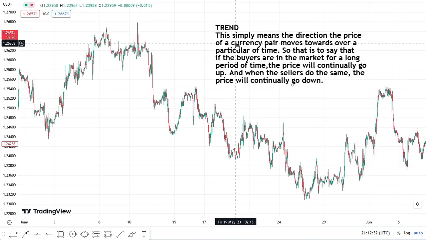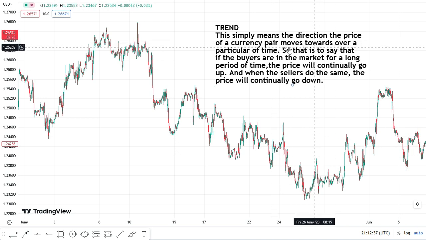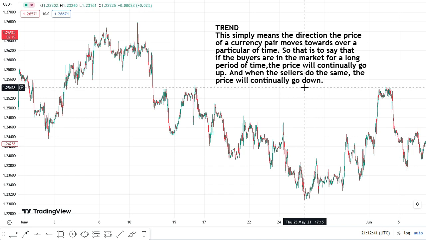Trend. This simply means the direction the price of a currency pair moves towards over a particular period of time. So this is to say that if buyers are in the market for a long period of time, the price will continually go up. And when the sellers do the same, the price will continually go down.